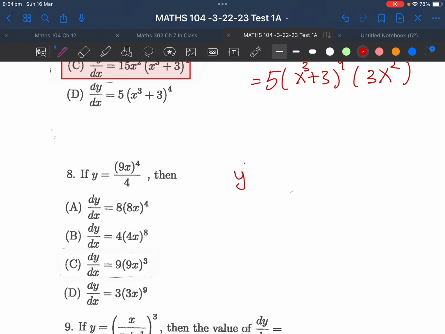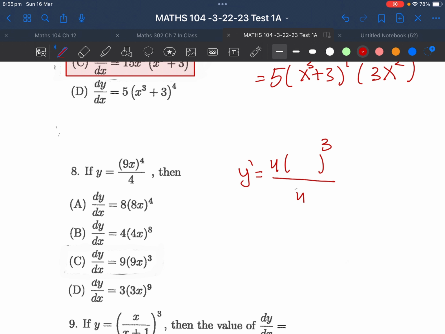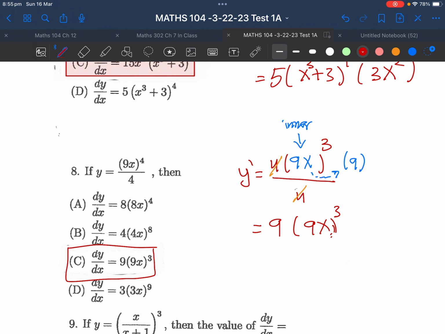Next is this one. We need to find y prime. So here I have the following. I have something to the power of 4, so the 4 will go down, and it will become power 3. Keep the inner function. Remember, this is the inner function. We keep it as it is, and then we need to find the derivative of the inner, which will be just 9. Now there is cancellation, 4 with 4. So the final answer will be 9x to the power 3, which looks like C exactly.